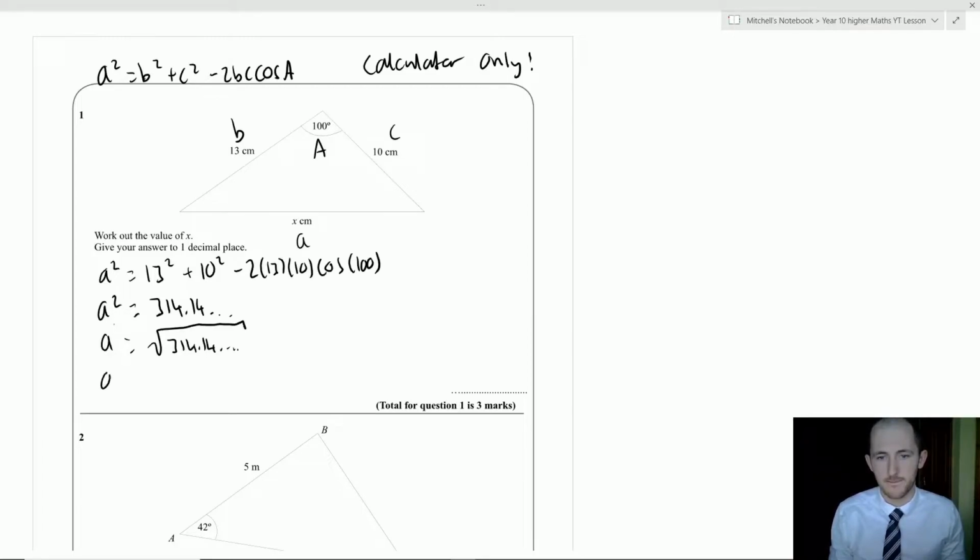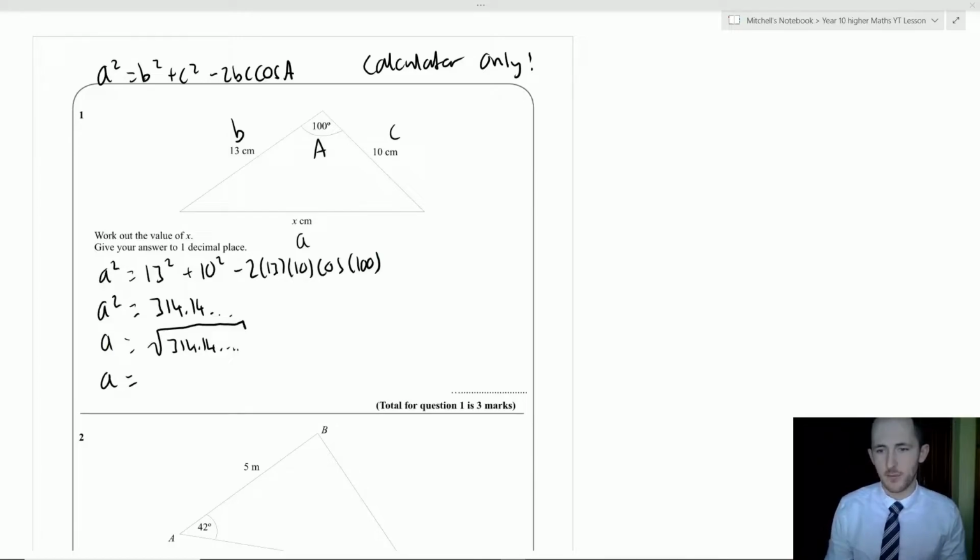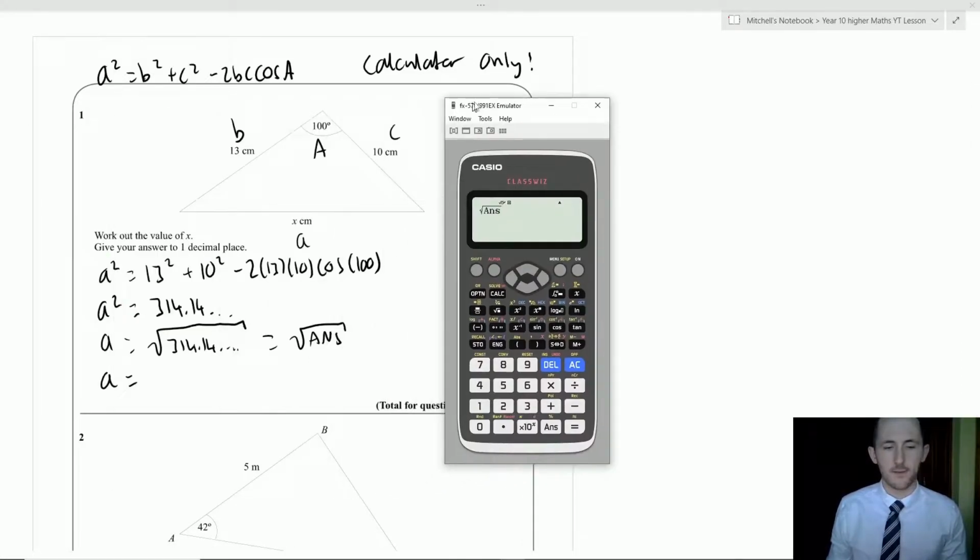Okay? So just keep that in mind. Now on your calculator, instead of having to write that whole number in, I'm going to show you a bit of a trick. If I just press square root, there's a button next to the equal sign that says ANS. ANS is really, really important and useful to know. What that stands for is answer.